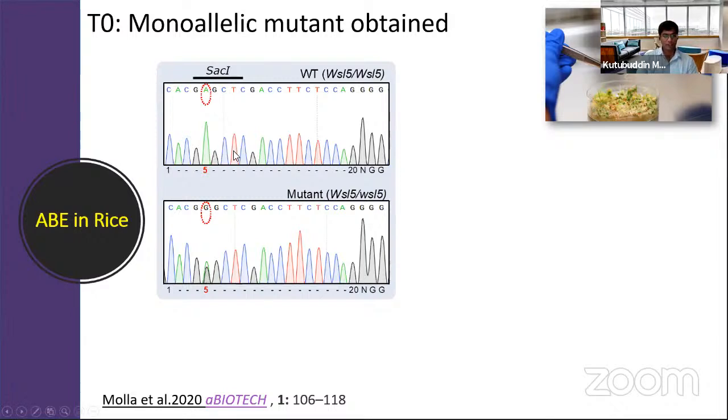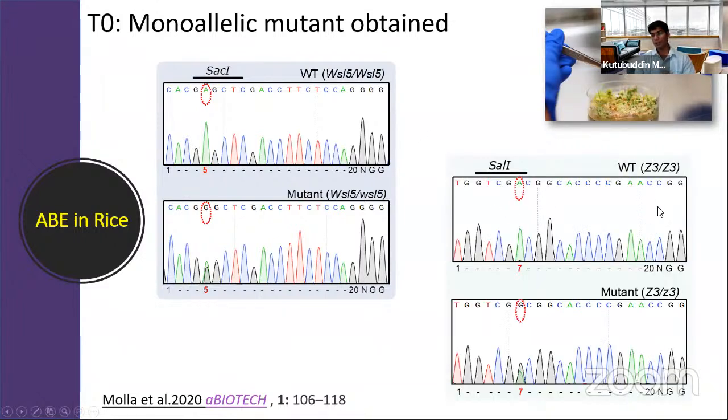But if you match the other peaks with the lower one, we can see all are similar. So it has changed only the targeted base, not the adjacent bases. Okay. This is for WSL5. Similarly, for the Z3 gene, this A is also our target, and we have found a similar result, monoallelic editing, where A has been changed in one of the copies of the gene into a G nucleotide.